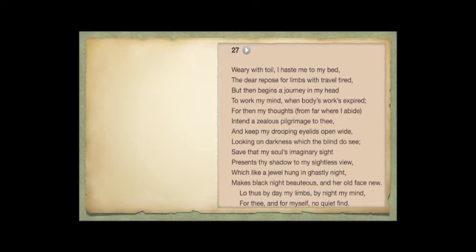Save that my soul's imaginary sight presents thy shadow to my sightless view, which, like a jewel hung in ghastly night, makes black night beauteous and her old face new. Lo, thus by day my limbs, by night my mind, for thee and for myself no quiet find.